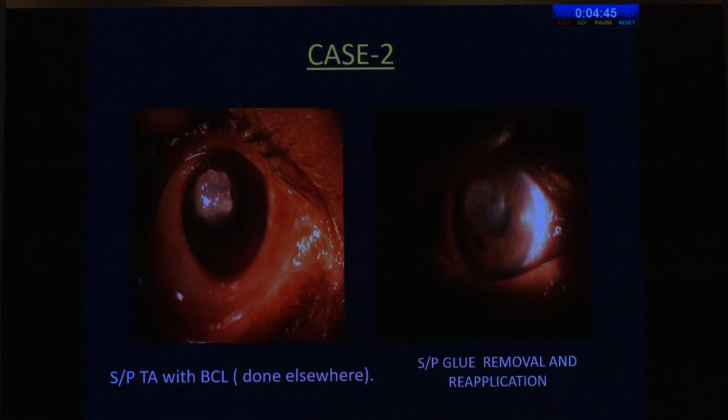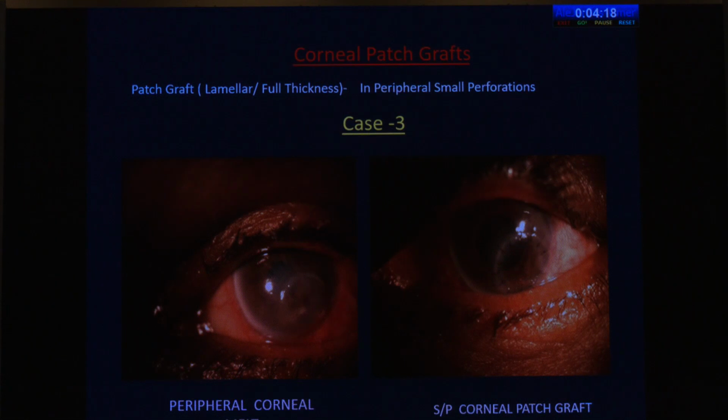This case I have kept to emphasize the importance of the correct technique of glue application. This patient came to us with a history that TA-BCL was done elsewhere a few days ago. The BCL kept falling off and he was complaining of extreme foreign body sensation. We can see that due to excessive glue application, a large mass of glue has formed. So we had to take the patient back into the OT. We removed the glue and reapplied a very thin layer of glue, after which the patient was very comfortable.